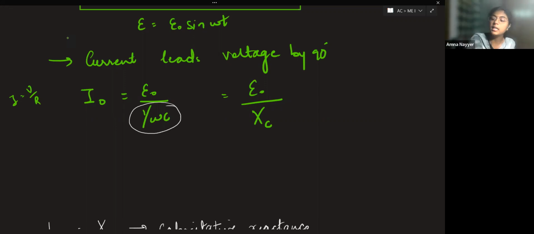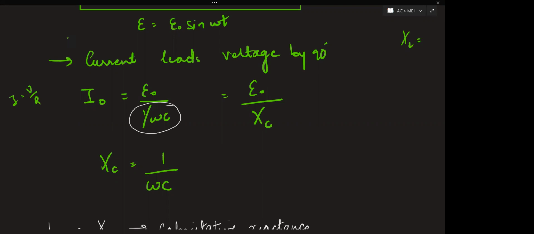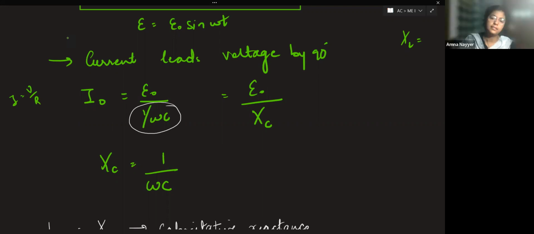But for alternating current, you have resistance, you have inductive reactance and capacitive reactance. So XC can be written as 1 by omega C. XL was what? Anybody who remembers this? XL, yesterday we had seen. Omega L. Omega L, yes. So Ahmed is right, this is omega L.